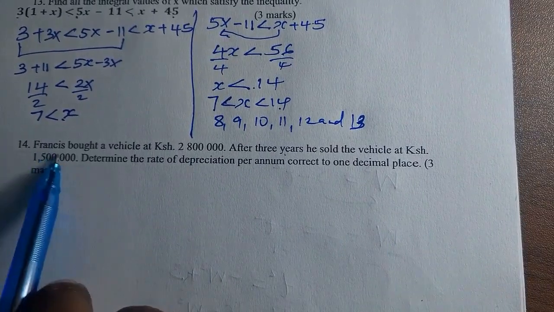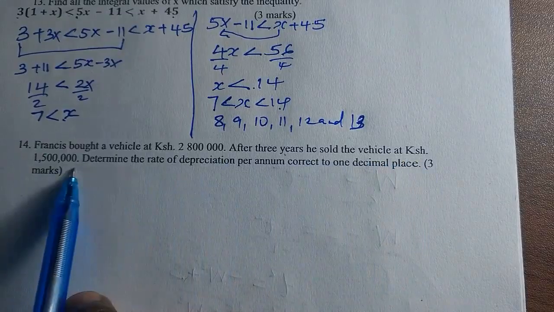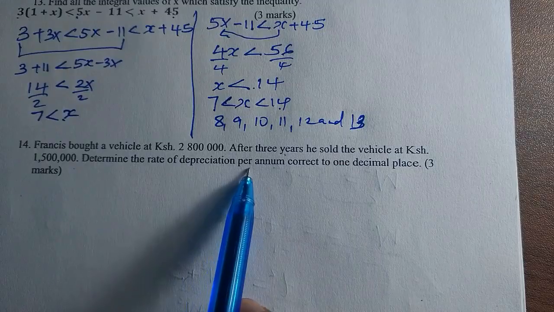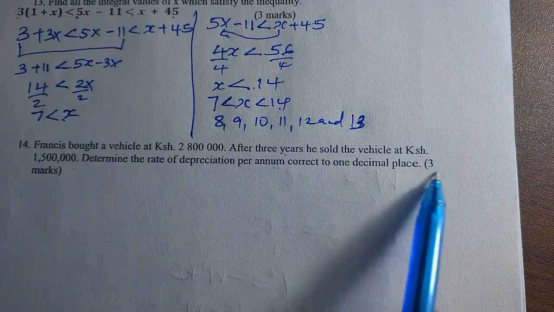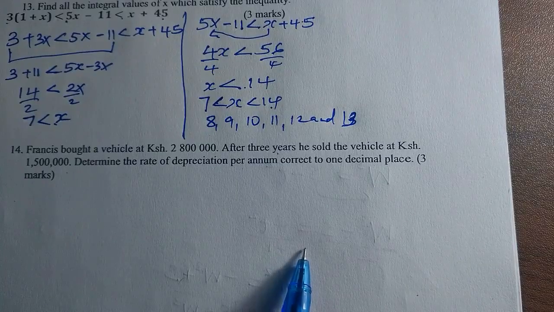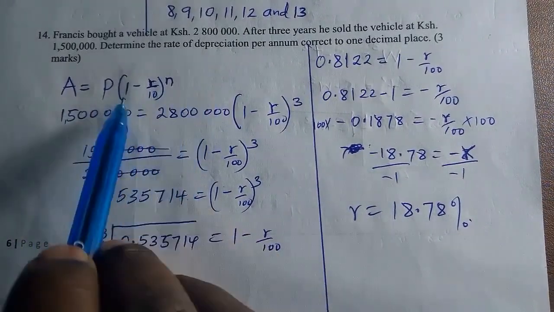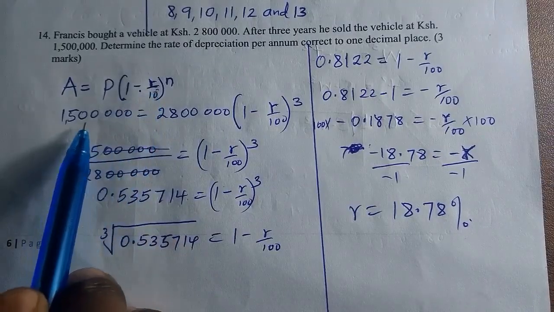Francis bought a vehicle, and after 3 years he sold the vehicle at Kenya shillings. Determine the rate of depreciation per annum, correct to 1 decimal place. I will give you the answer directly because of time. Amount is equal to this. If it is a depreciation, we subtract. Then this is the amount and the principal.